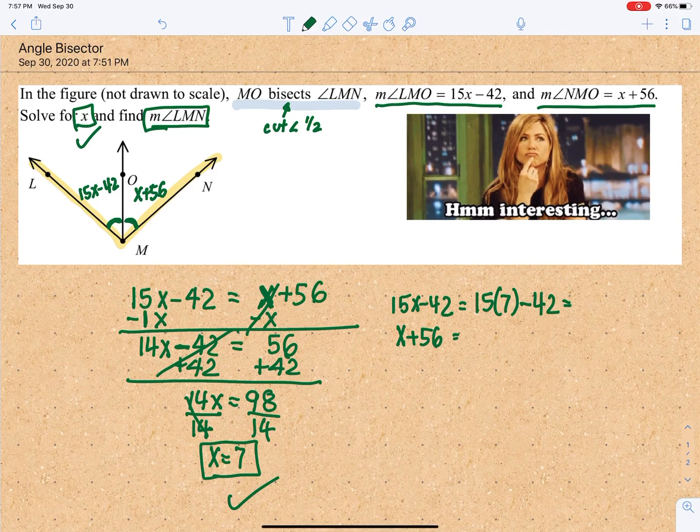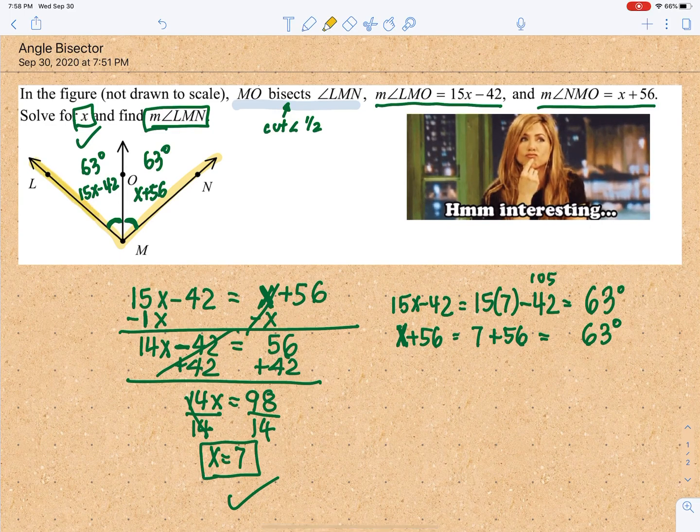Wherever we see the x, we're going to substitute the value 7. So 15 times 7 is 105, and 105 minus 42 is 63. Now let's check here. Wherever we see the x, we substitute 7, and 7 plus 56 is indeed 63 degrees. So each of these angles is 63 degrees, but that's not what the question was asking for. The question was asking us to find the whole angle, and so 63 plus 63 equals 126 degrees.